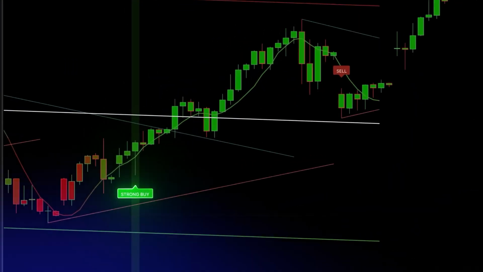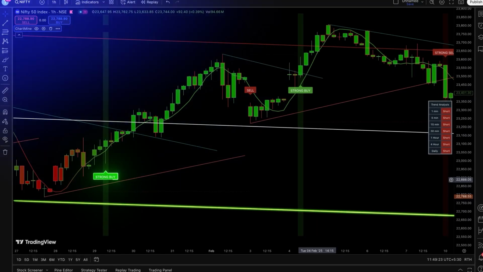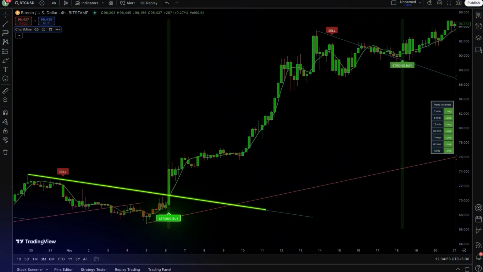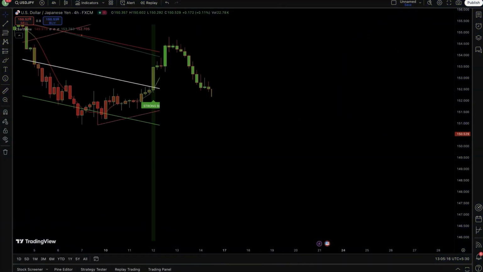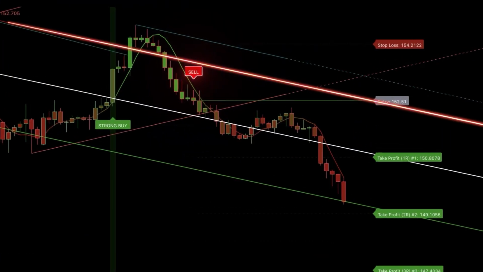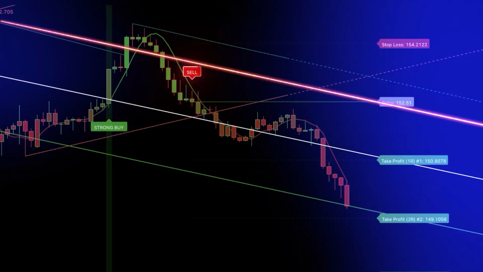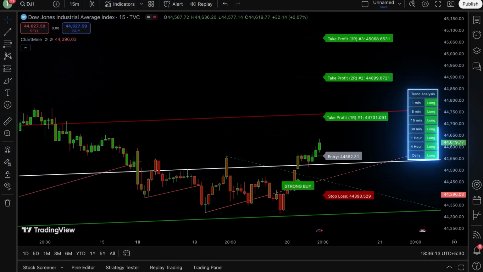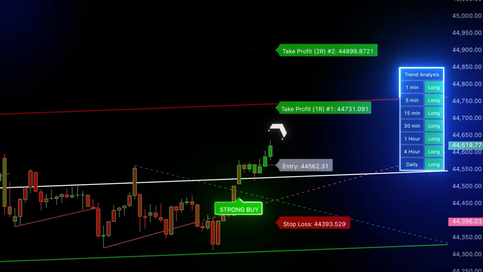Nifty 50 formed a strong buy signal at support, leading to a 2% rally. Bitcoin broke a 200-candle trendline, triggering a 15% surge. USD per JPY hit resistance and generated a sell signal, providing a great short entry. The Dow Jones showed alignment across multiple timeframes, confirming a strong market move.